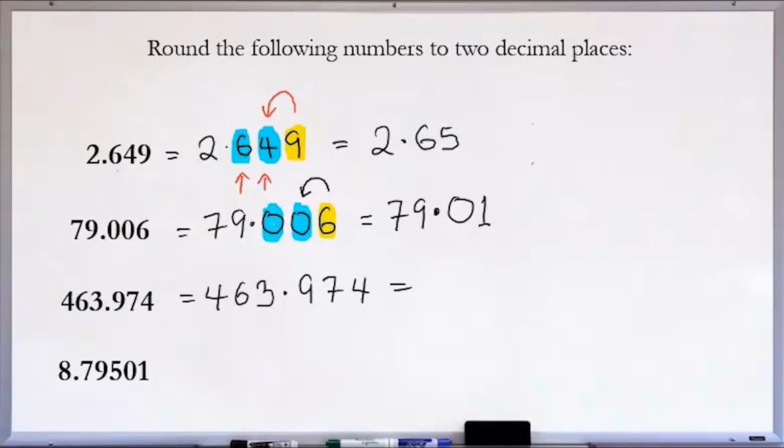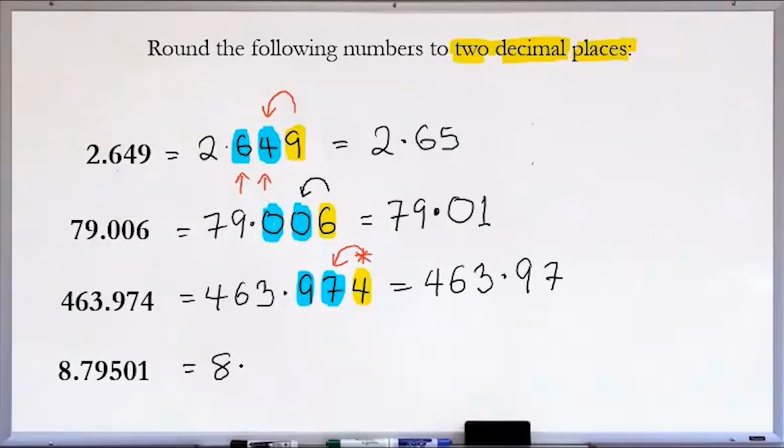Next one, we have 463.974. We want this, but we don't want this because it says 2 decimal places. Okay, so let's do it. So we have, oh, wait a minute. Is this up to a 5? It is not up to a 5. That means we would not be adding a 1 to the 7. Okay, so let's have it. We have 463.97.